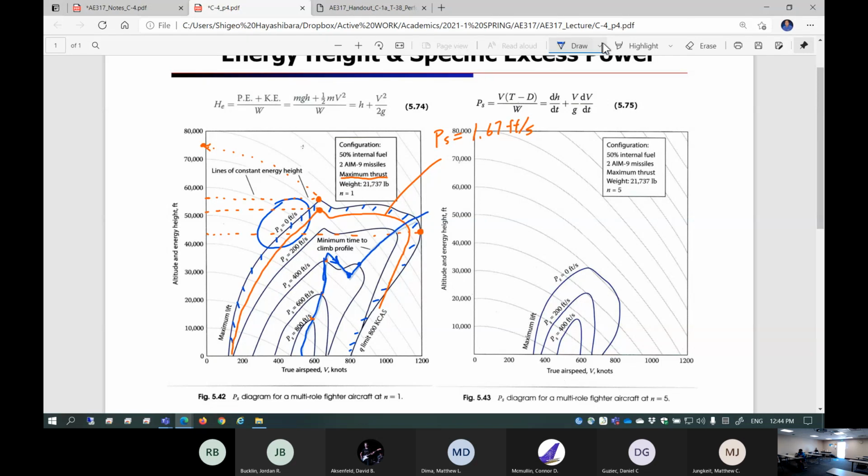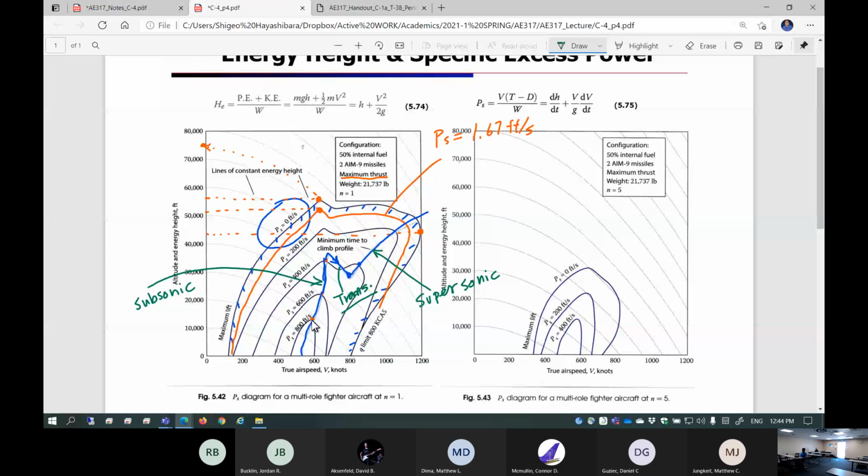The graph is getting crowded, but here is the supersonic climb. This is subsonic climb. This is the minimum time to climb to the altitude. This is the transition from subsonic to supersonic. At the transition region, you actually concentrate on accelerating, not gaining altitude. That is going to minimize the time to climb.